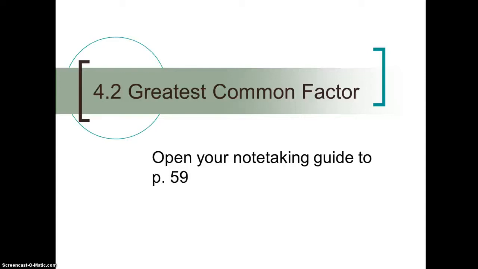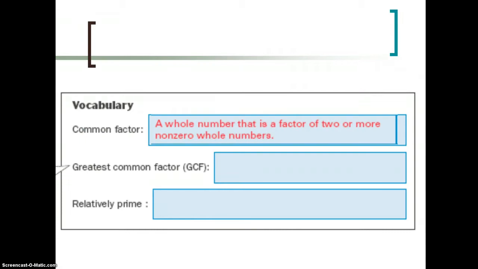Lesson 4.2, Greatest Common Factor. A common factor is a whole number that is a factor of two or more non-zero whole numbers. An example of this is the number 12 and 24. They both can divide by 2. That could be a common factor. Or 4, 6.